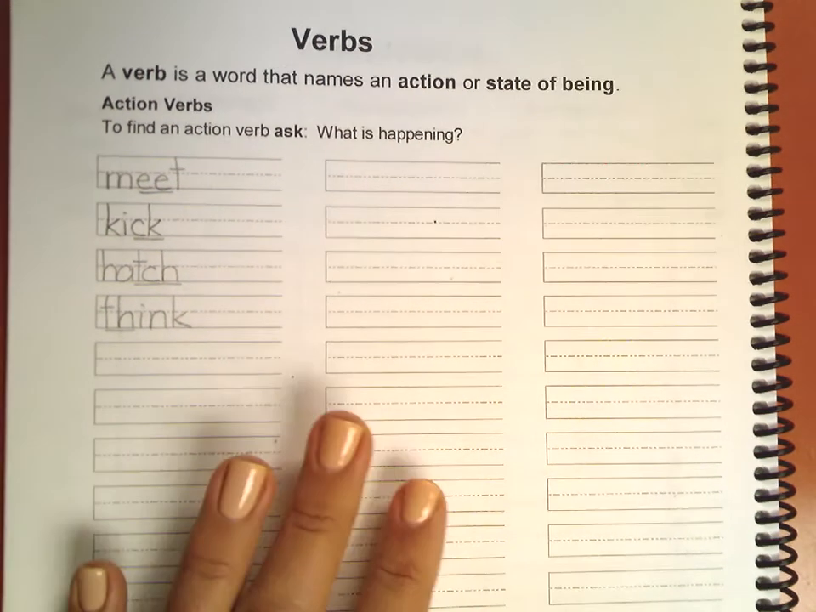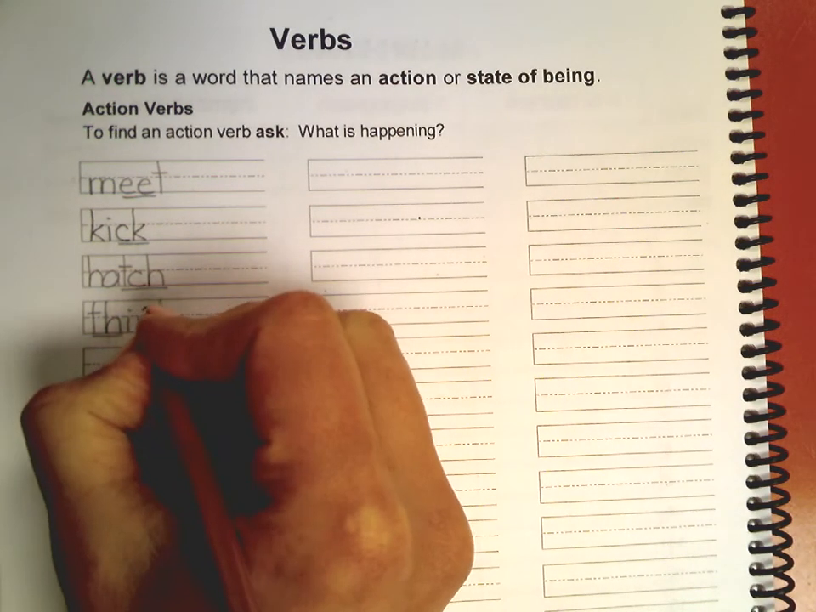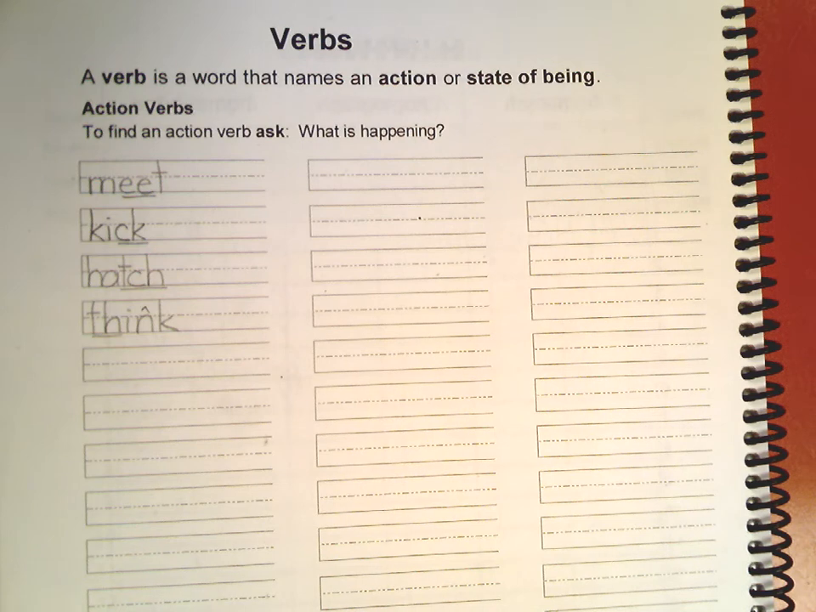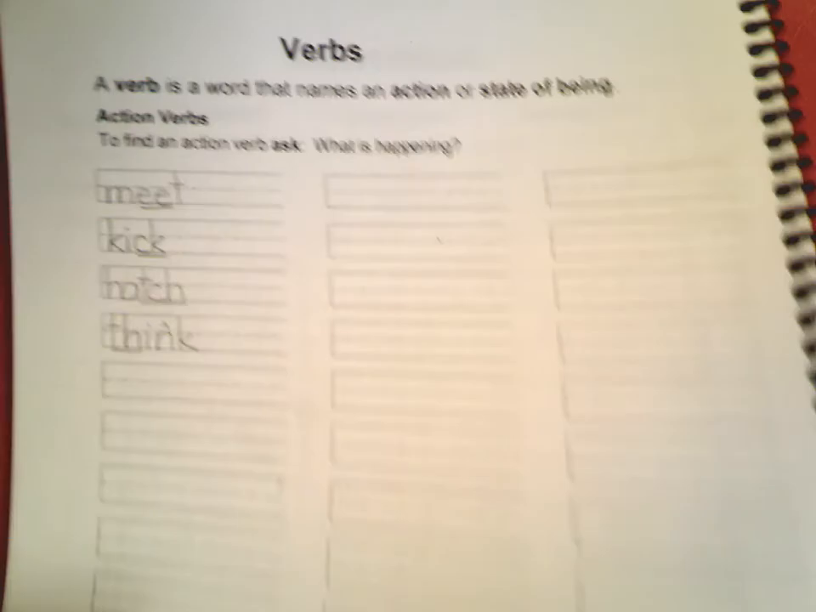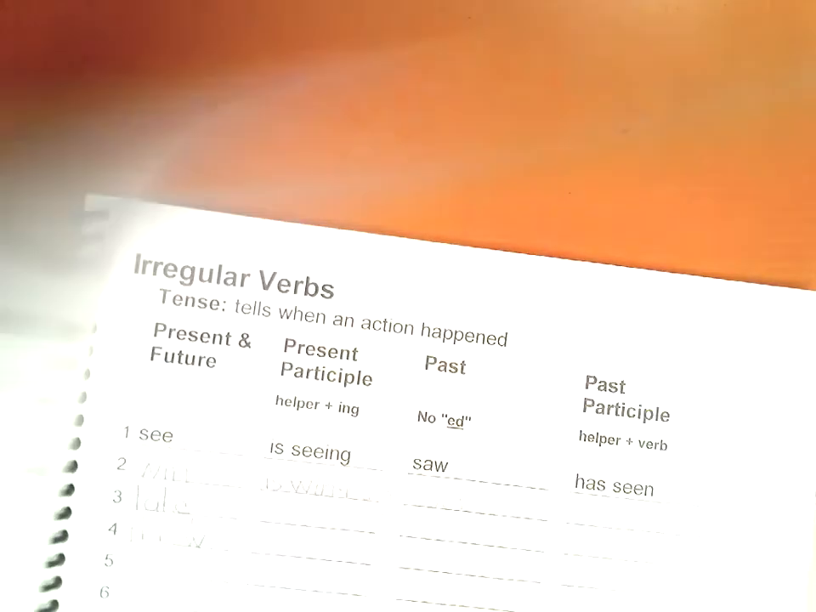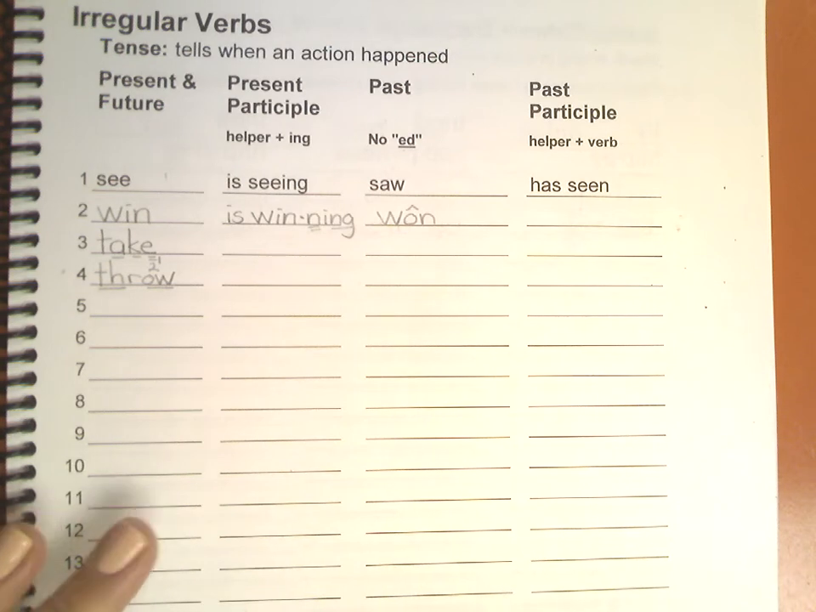All right, now class, think. That's right, I need to put my thinking cap. Think is an irregular verb. An irregular verb doesn't use what to make it past tense? Good, an irregular verb does not use the past tense ending to make it past tense. So let's go ahead and put think and its past tense on our irregular verbs page, which is 19.